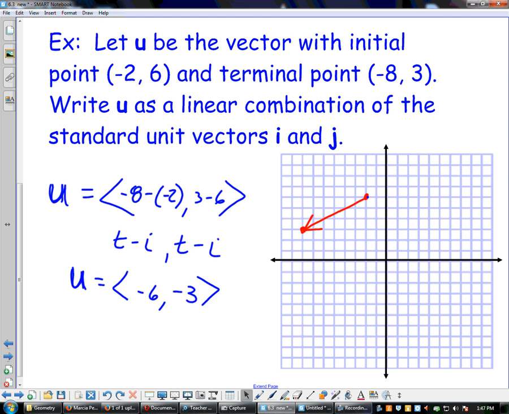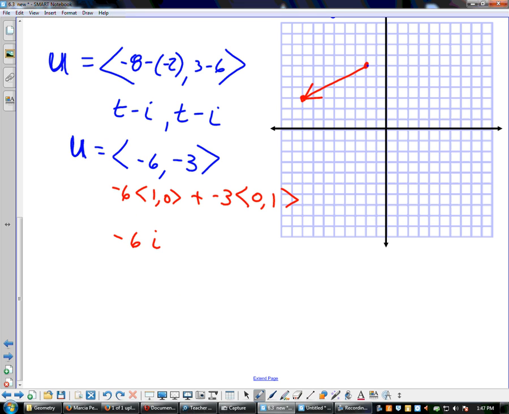Okay, but we are not asked to talk about that. We are asked to write this as a linear combination. Remember, what we can do is we could just say this -6 right here times the horizontal standard unit vector, 1, 0, and this -3 times the standard unit vector that points vertically. So that means we could write this as -6 boldface I plus a -3 boldface J. This is a linear combination of the standard unit vectors I and J.